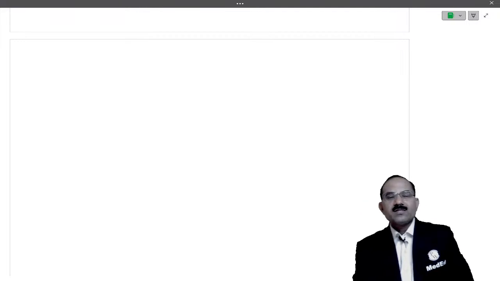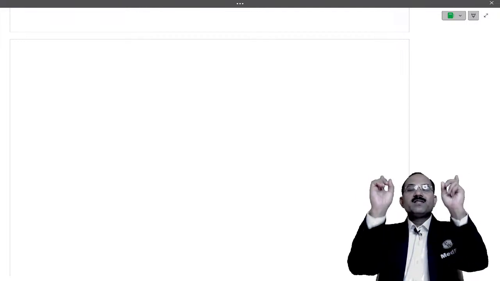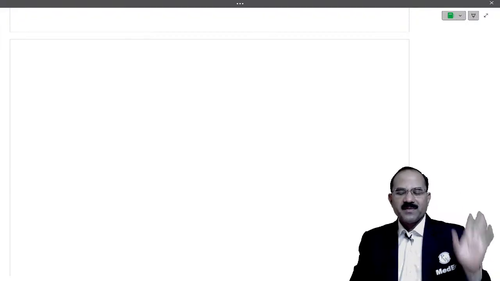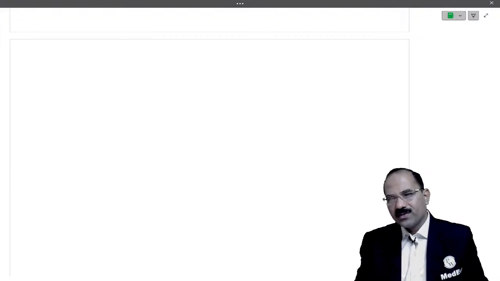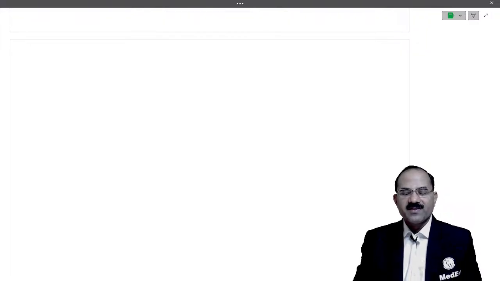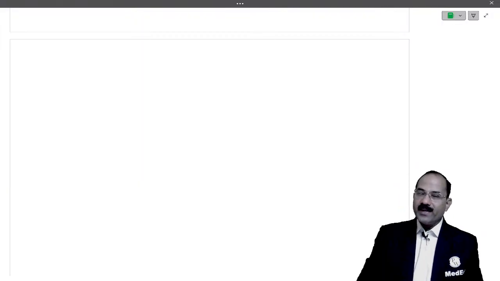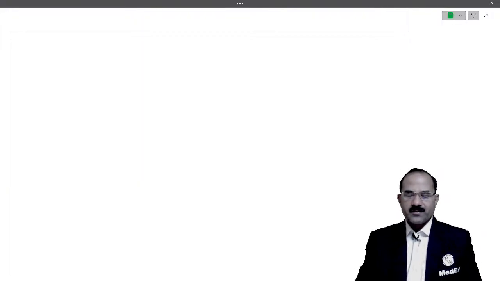Nerve of the third arch is glossopharyngeal nerve. And can anyone tell me the muscle of the third arch? There is one muscle. Yes, the muscle of the third arch is stylopharyngeus. Remember this. So stylopharyngeus is supplied by the glossopharyngeal nerve.